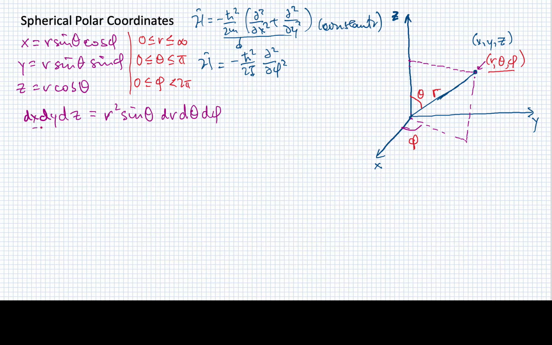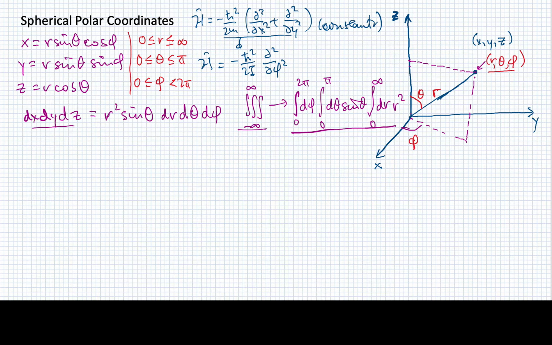So in x, y, and z coordinates, we would have 3 integrals that would all run from minus infinity to infinity. But when we go to spherical polar coordinates, we'll have one integral that goes from 0 to 2 pi, d phi. We'll have another integral that goes from 0 to pi, that's d theta, and it has an element sine theta. And we'll finally have an element that goes from 0 to infinity, dr, with a weighting of r squared. So now a triple integral that was simple to write down in Cartesian coordinates becomes a little bit more challenging to write down in spherical polar coordinates.